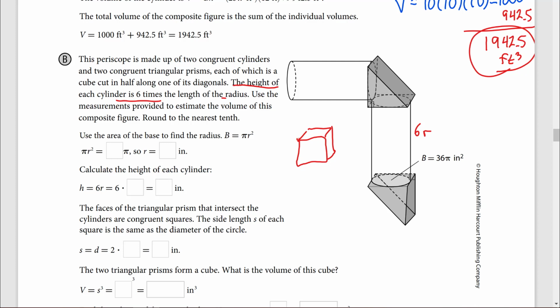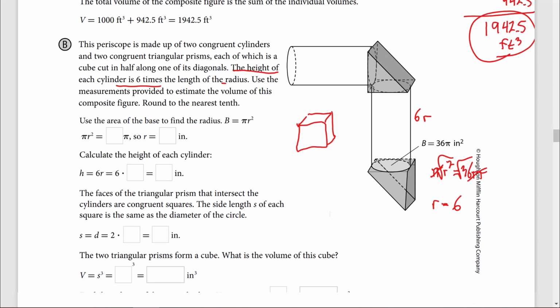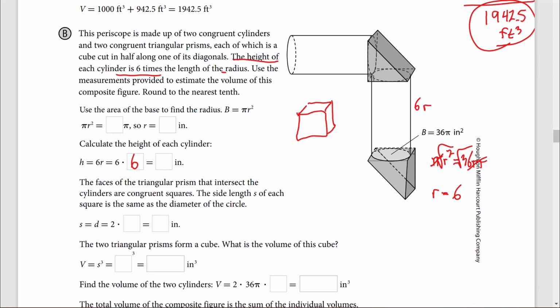So we're looking at the base as a circle. So we're looking at the area of a circle, pi r squared, and that's 36 pi. So when I solve that, divide by pi, take the square root, r equals 6. So I know my radius is 6. So 6 times 6 is 36, which means my height is 36 inches long.